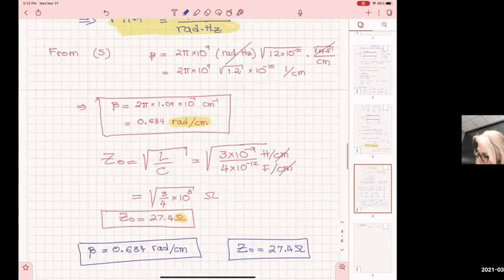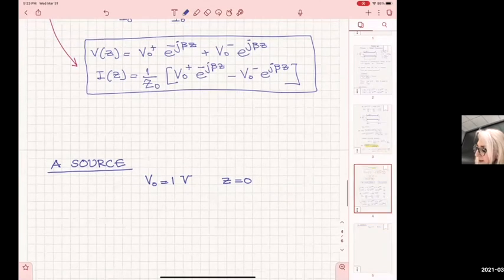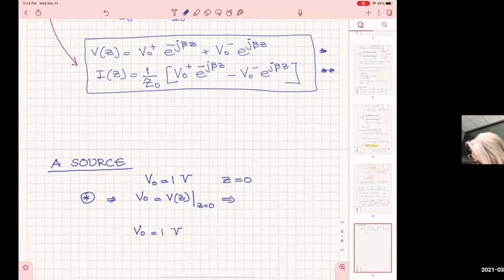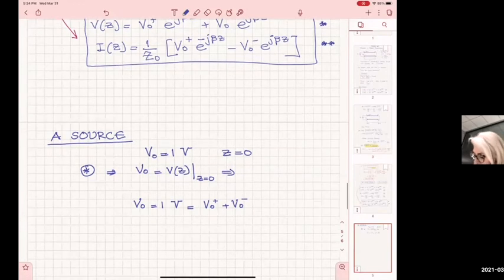Now I can go here and write it. So my V of Z, I'm gonna use this and two stars here. From star, I find that V of Z when Z is equal to 0, which is 1 volt, is equal, from the star equation, to V naught plus plus V naught minus. Okay? That I have from that, my relationship.